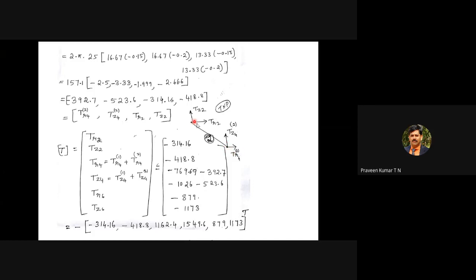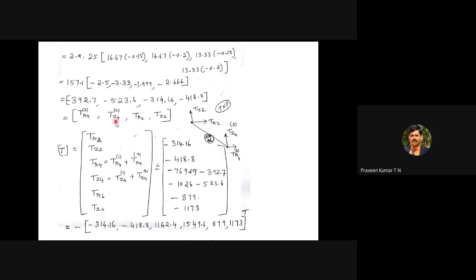This is node 4 and this is node 6. Node 4 is shared by element 1 as well as element 2. Hence the TR4, that is subscript 4, refers to the nodal point. This is the traction force acting at node 4. It is the contribution from edge 2, or element 2.